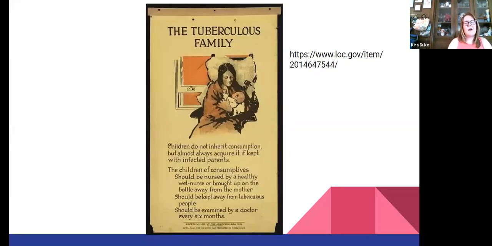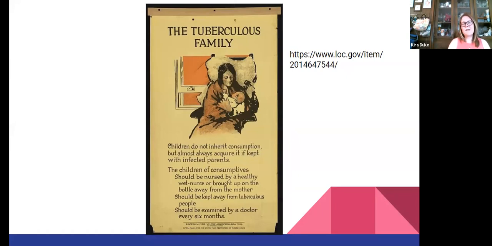The next series I like because you have an image as well as a little bit of text that you could use with students. So this first one here says the tuberculosis family. And we see the lady holding a small child. It says, children do not inherit consumption, but almost always acquire it if kept with infected parents. The children of consumptives should be nursed by a healthy wet nurse or brought up on the bottle away from the mother. Should be kept away from tuberculosis people, and should be examined by a doctor every 6 months.